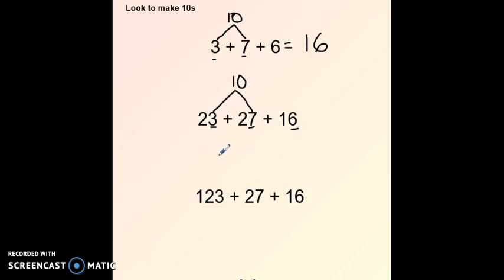Now I'm going to add up all my 10s. So here I have 20 plus 20 is 40, plus the 10 is 50, plus this 10 is 60. Then I need to add the 6, so my total is 66.